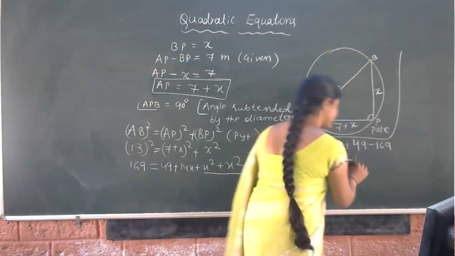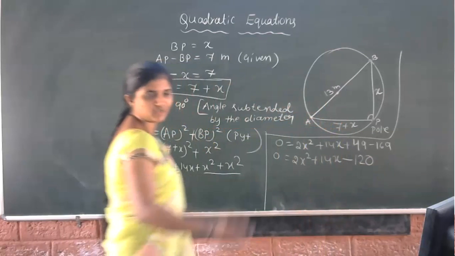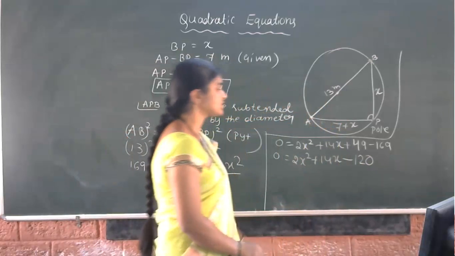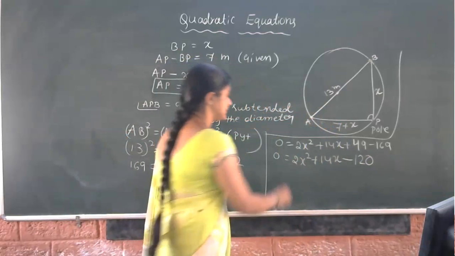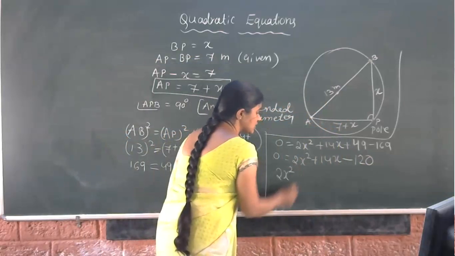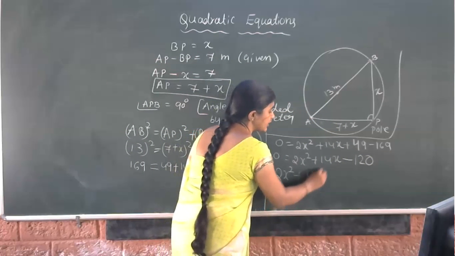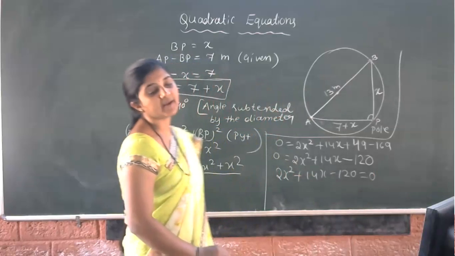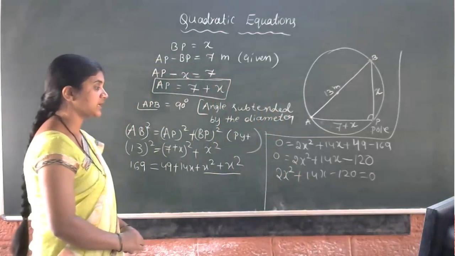Yes, thank you, Akshay. Minus 120. And thank you also to Vijay Naik and Sana Shetty. We got the equation 2x square plus 14x minus 120 is equal to 0. Got the idea of this one?